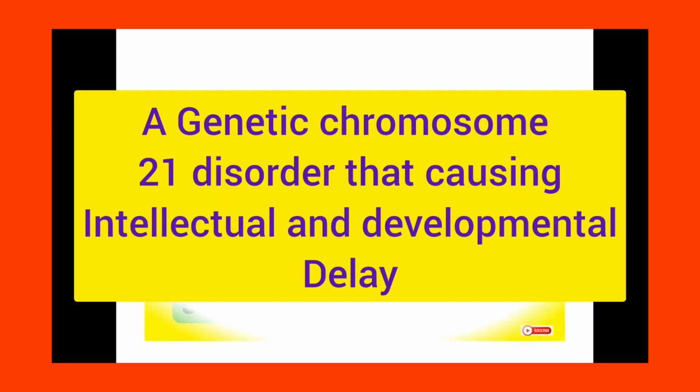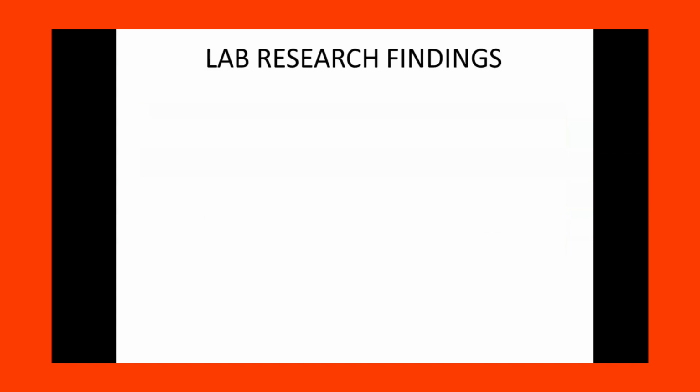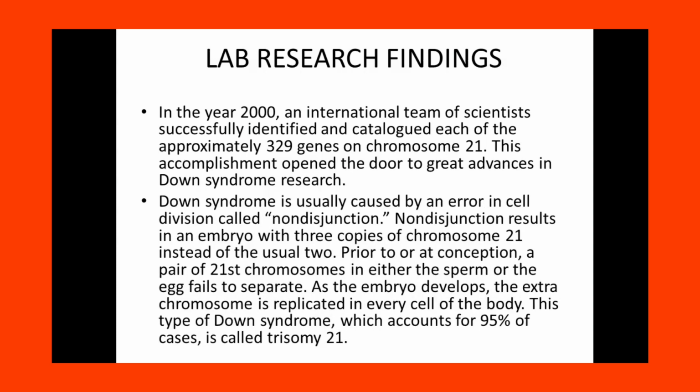Down syndrome is a genetic chromosome 21 disorder. It shows in the delay of the intelligence as well as development of the child. Lab research finding: in the year 2000, an international team of scientists successfully identified and cataloged each of the approximately 329 genes on chromosome 21, the problem chromosome. This accomplishment opened the door to great advancement in Down syndrome research.